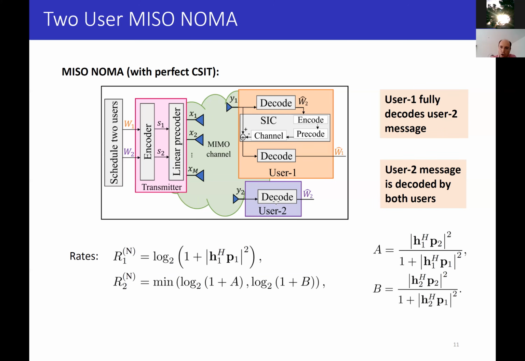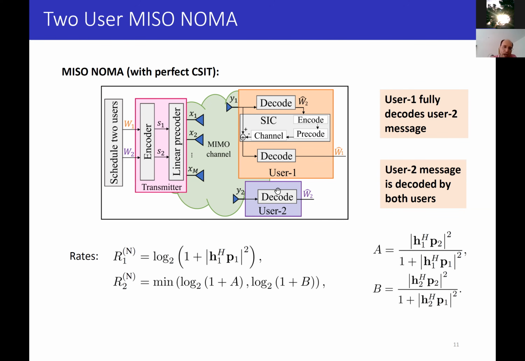User 2, on the other hand, would see interference from user 1's message. So user 2 will see interference from S1, but will just treat it as noise. And so it will decode its own message without doing any form of SIC. And so the order in which one decodes the message could be changed, right? Sometimes user 1 has to decode the message of user 2, sometimes it's the opposite.